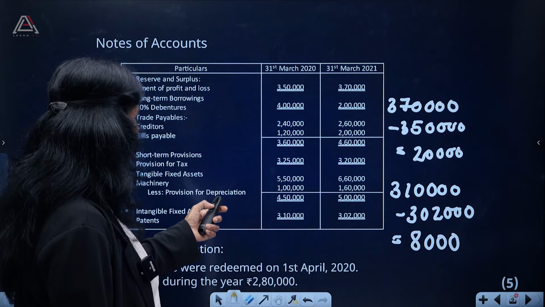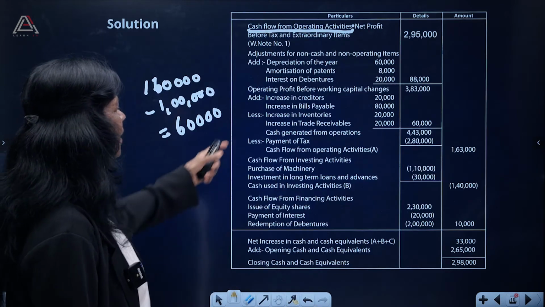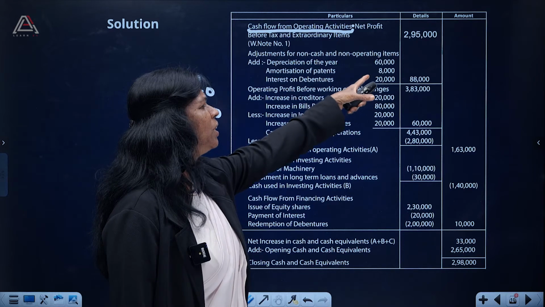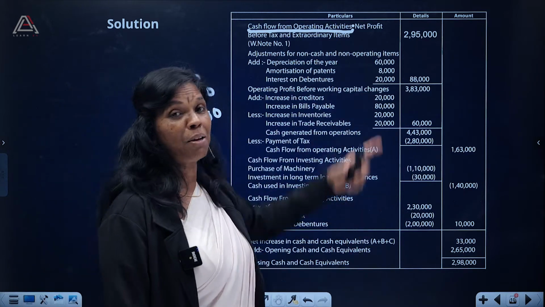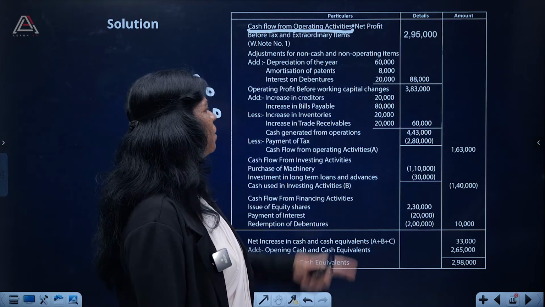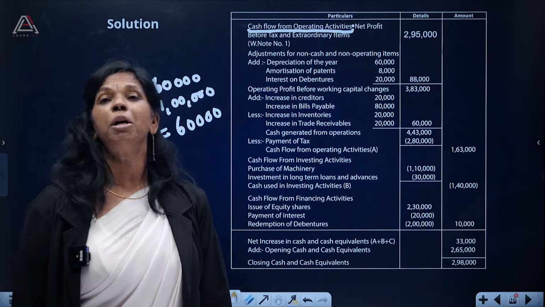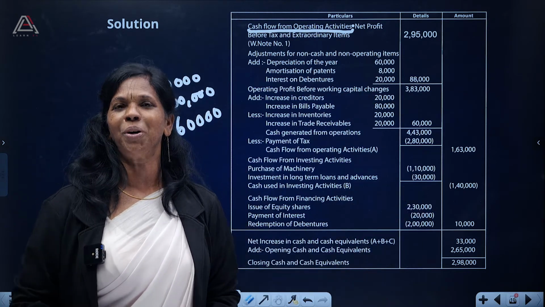That item we have to add. This is the second item, amortization of patent 8,000. Have you understood how that 60,000 was got? Then how this 8,000 was got? Then interest on debentures. How was this 20,000 got?